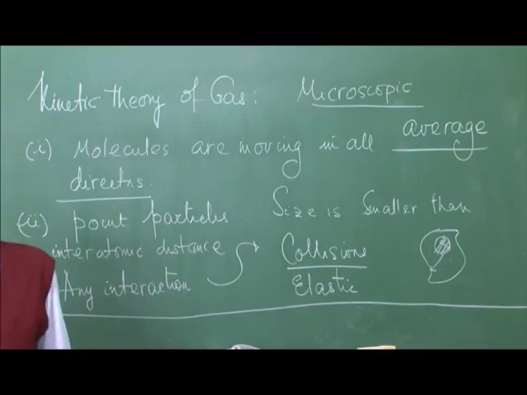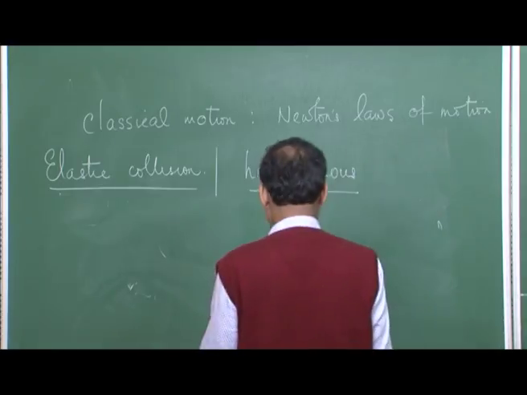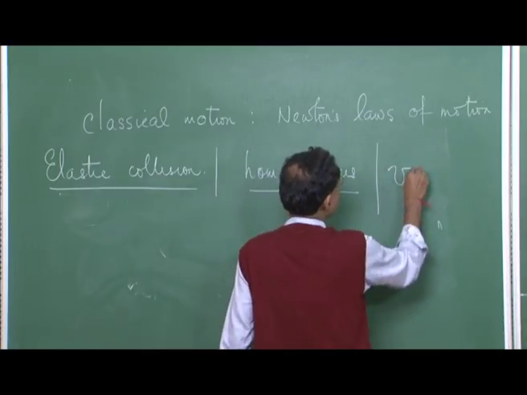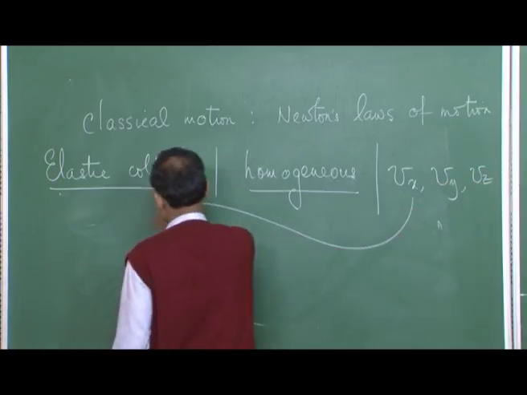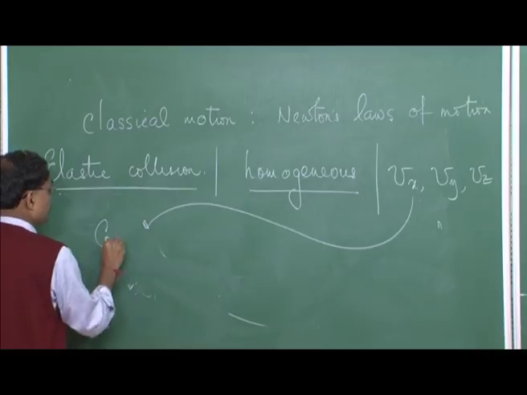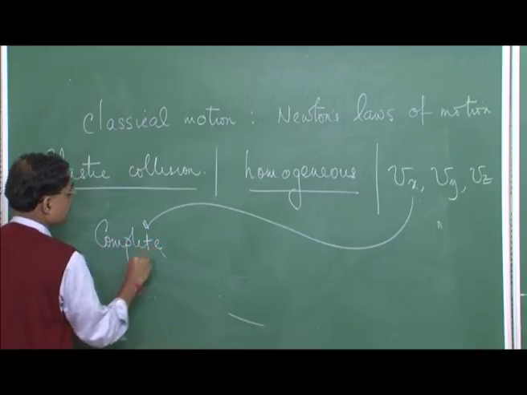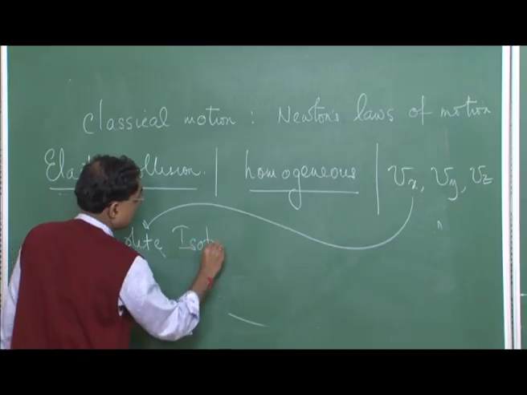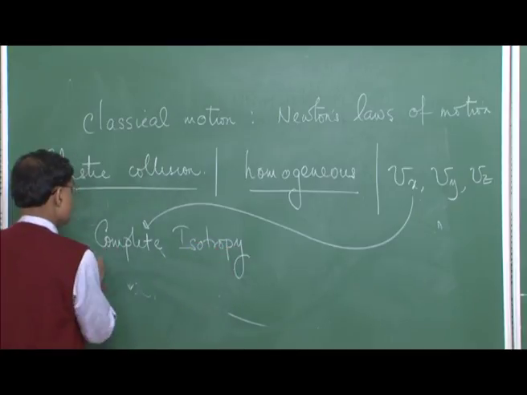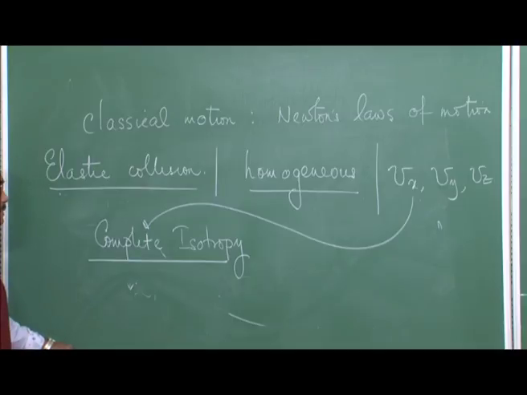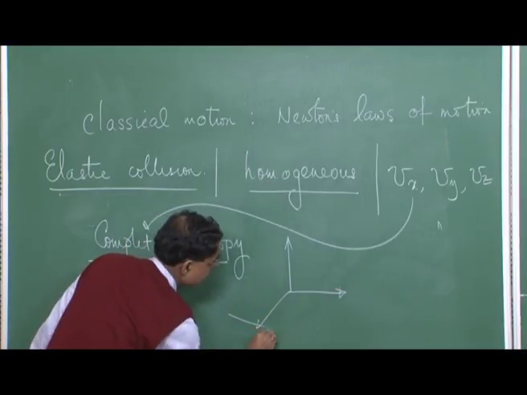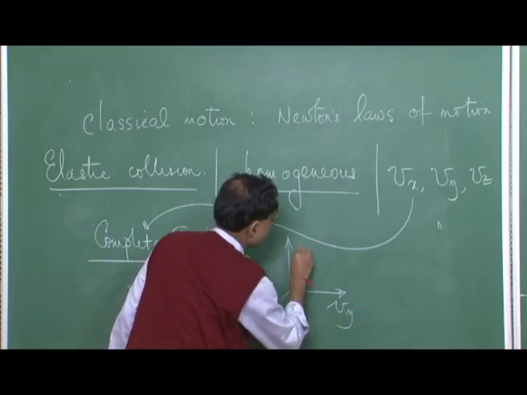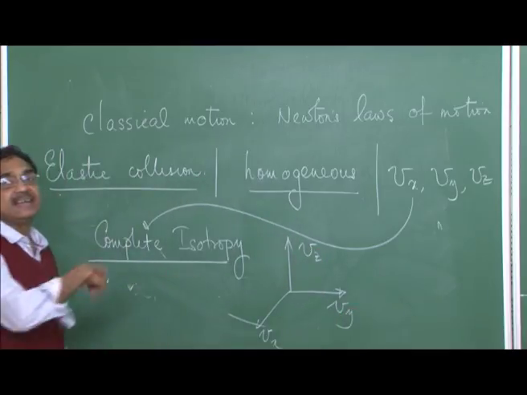In a 3-dimensional system, if I talk about velocities, velocities will have 3 components, Vx, Vy and Vz. I will consider complete isotropy. Today, if this is our first discussion hour, I am throwing some jargon which will become familiar to you as I proceed. Complete isotropy means that the three directions, Vx, Vy and Vz, are identical.